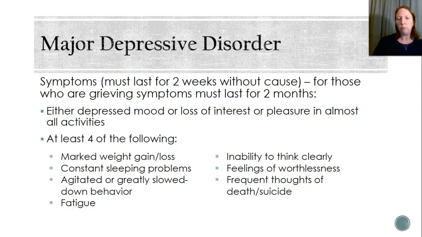So what are they? Well, they're looking for at least 4 of the following to last either 2 weeks or more without cause, or 2 months or more if there is cause. Marked weight gain or loss, constant sleeping problems, agitated or greatly slowed down behavior. There's that reference to a depressed nervous system. Fatigue, the inability to think clearly or feel like you're in a fog. Feelings of worthlessness or frequent thoughts of death and suicide.